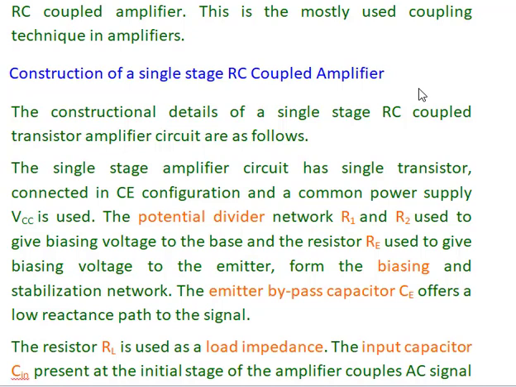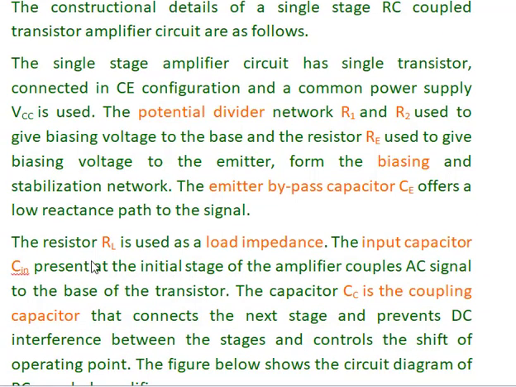This resistor is used to give the biasing voltage to the emitter and the stabilization network. And the capacitor CE is an emitter bypass capacitor. It offers a low reactance path to the signal, so it offers only low resistance. So it is used to pass the AC signal. We will discuss it later.